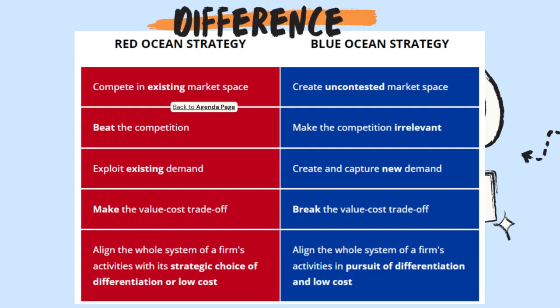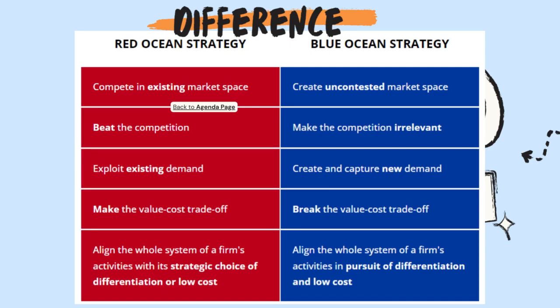There is also Red Ocean strategy, and I would like to differentiate between Red Ocean and Blue Ocean. The first one is that Blue Ocean is an uncontested market space. They create something new, while in the Red Ocean, they compete in the existing market. And the next one is that market competition is irrelevant. It means they don't have competition because they are creating new demand, while the Red Ocean is about beating the competition, so they are supposed to compete. It might be unhealthy at times.